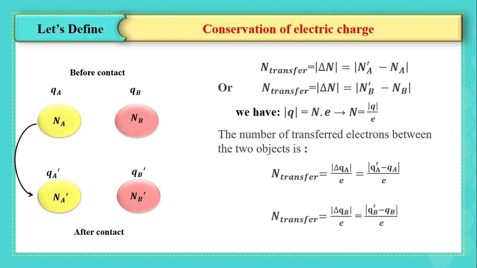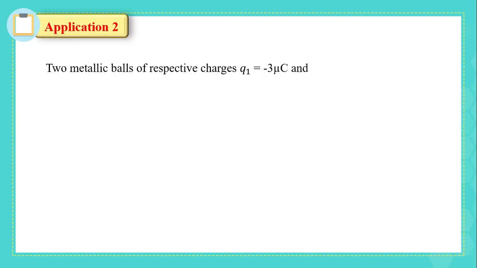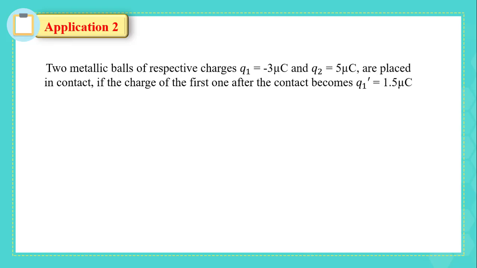Now let's solve application 2. Two metallic balls of respective charges Q1 equal minus 3 microcoulomb and Q2 equal 5 microcoulomb.